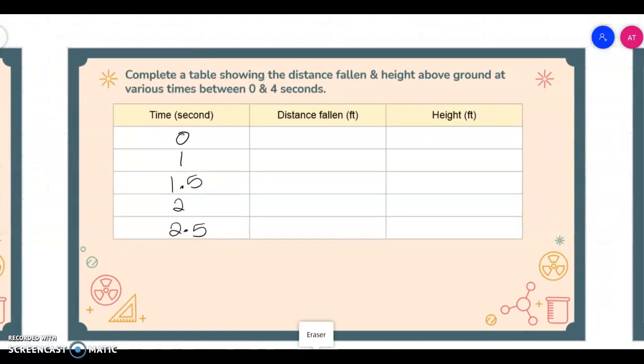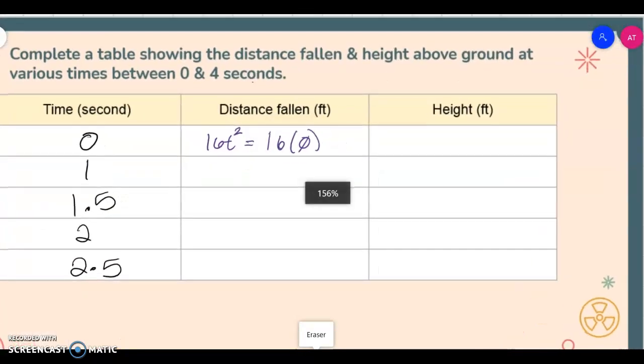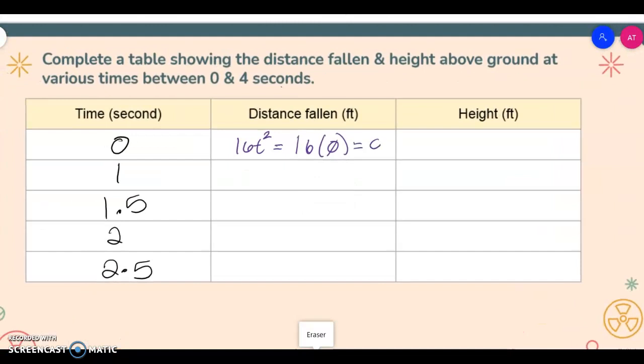We're going to take the distance fallen formula, 16t squared, and plug in time for t and see how far it's fallen. So I have 16 times 0, which is absolutely 0. It's not even fallen yet because it hasn't even started. I know the original height is 120 feet, just like in the last problem.